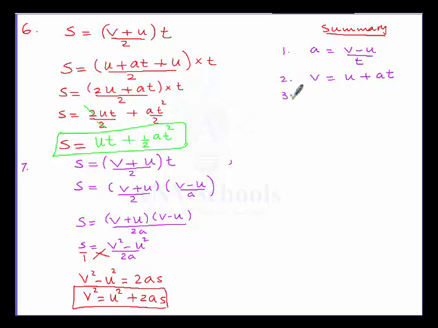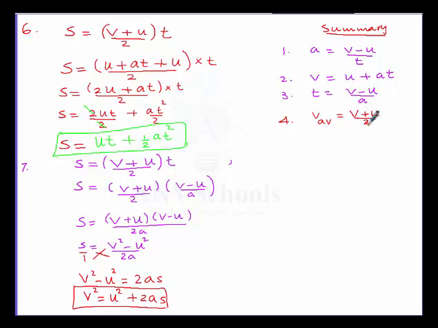The third equation is, T is calculated by V minus U divided by A. Fourth, distance is defined as, let's start with average speed before that. The average velocity or speed of an object is given by the formula, final velocity plus initial velocity divided by 2.